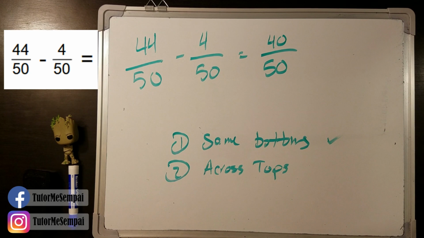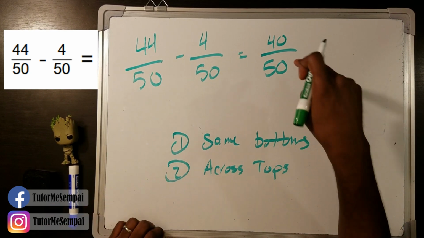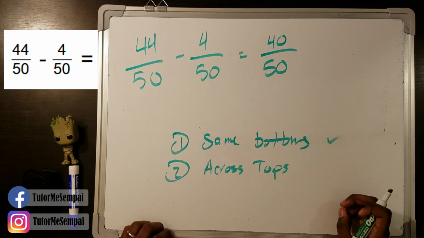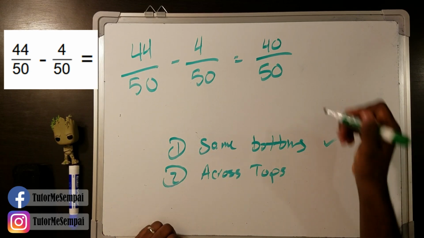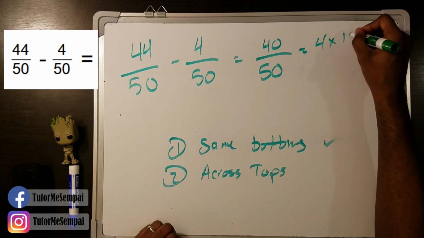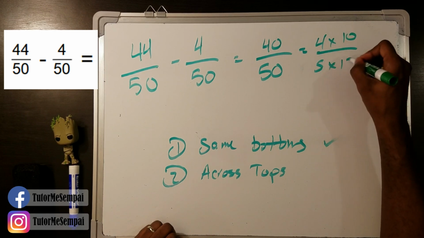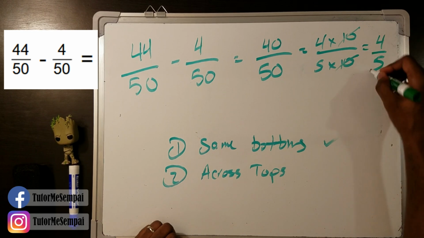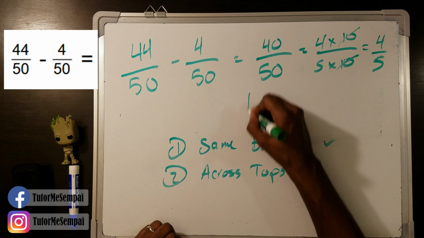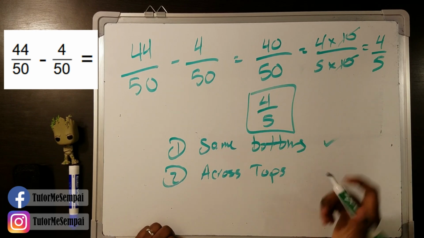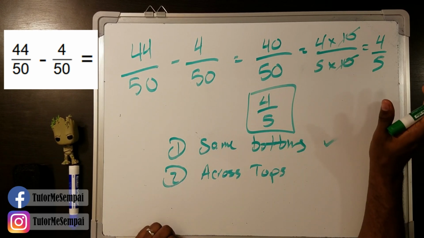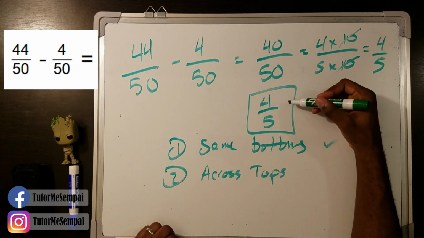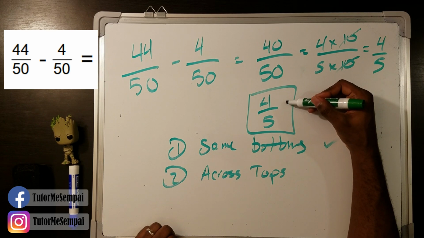You can write it first, you can write it last. It doesn't matter. Just make sure whatever's in this bottom has to match those bottoms. Same bottoms, then you do across the tops. And let's simplify this. We can simplify this to be 4 times 10 over 5 times 10. 10s cancel out, and we're left with 4 over 5. So 4 over 5 is our answer for this one. 40 over 50, perfectly fine. But because we can simplify, we chose to simplify. And when you simplify it, you get down to 4 over 5.